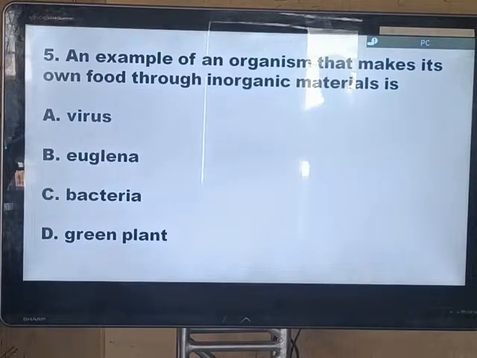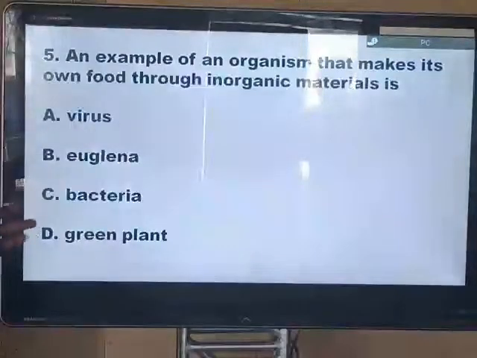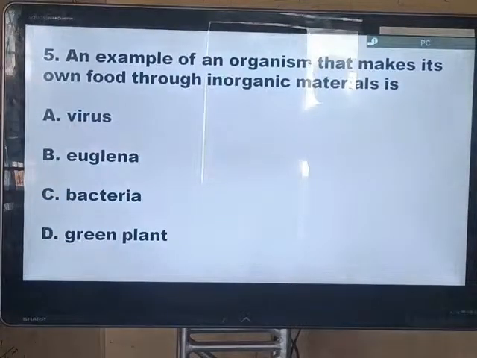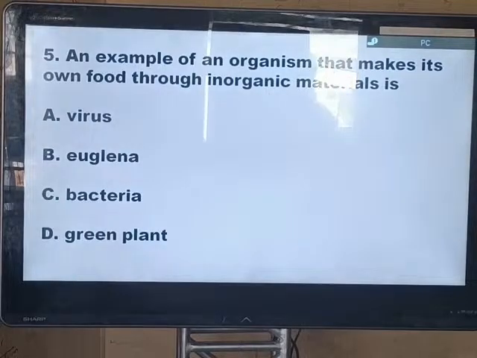If the answer is yes, all organisms that manufacture their own food from inorganic materials are categorized under chemosynthesis, and that is bacteria, usually sulfur bacteria. So bacteria can manufacture their own food from sulfur, hydrogen sulfide, and the rest of them. So if the food is manufactured from inorganic material, then that will be chemosynthesis, and bacteria carry out chemosynthesis. The correct answer for number 5 is C.